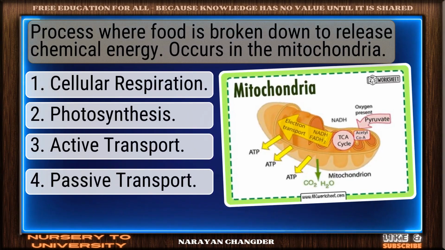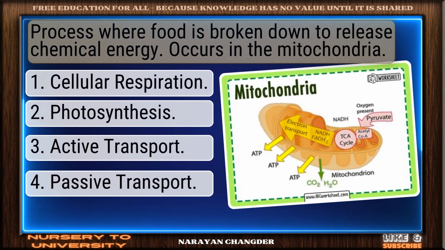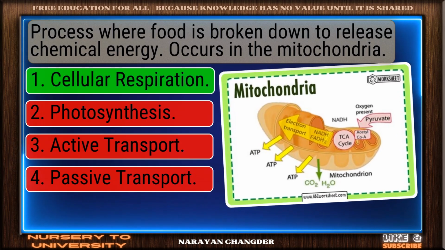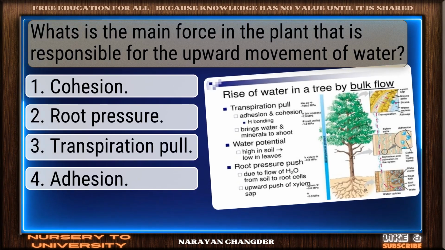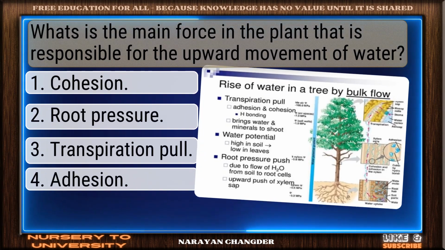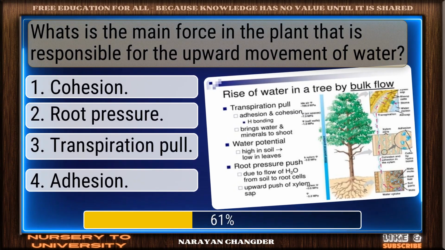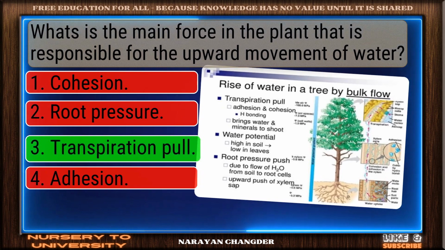Process where food is broken down to release chemical energy. Occurs in the mitochondria. Correct response. Cellular respiration is accurate. What is the main force in the plant that is responsible for the upward movement of water? Perfect. Transpiration pull is the one.